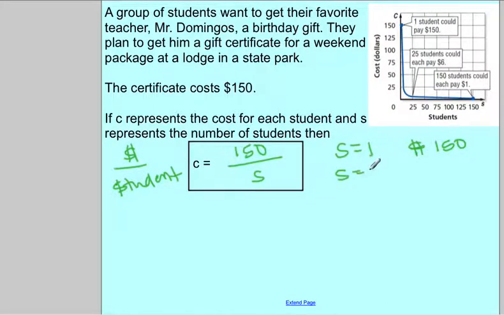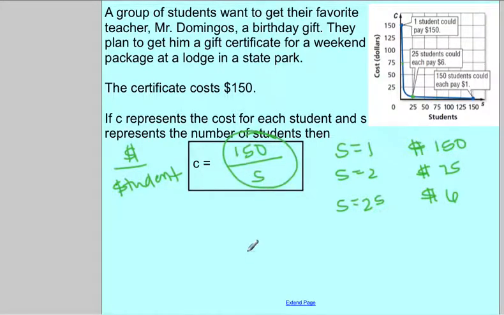If I have two students, that means they're each going to pay $75. So here's my 2, 75. If I jump up, if there's 25 students, 150 divided by 25 will give me 6, so that means they'll each pay $6. So there's that ordered pair here. This is an example of a part of a rational function.